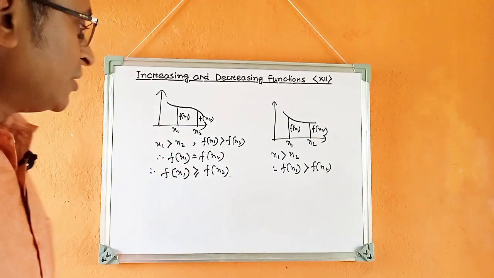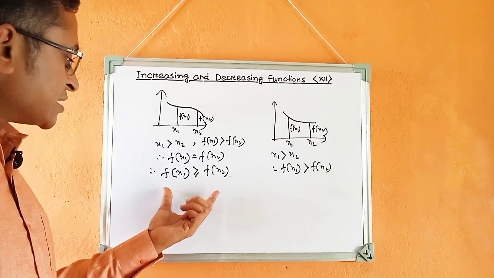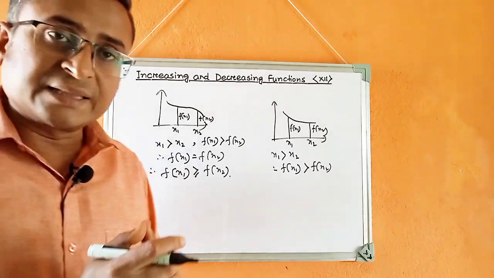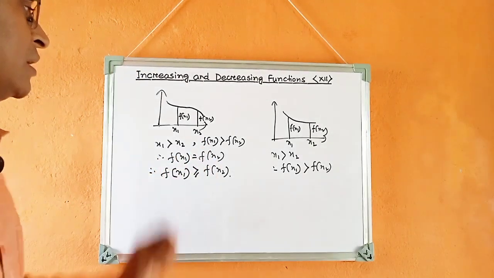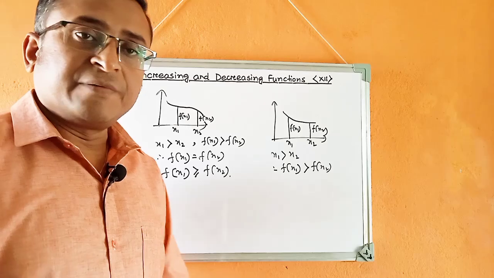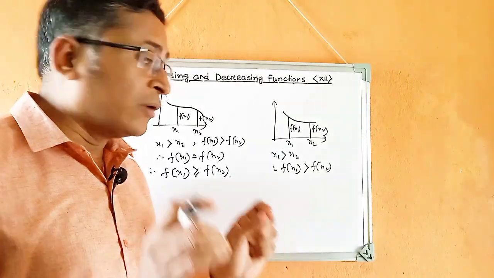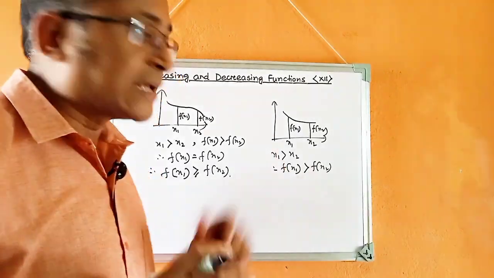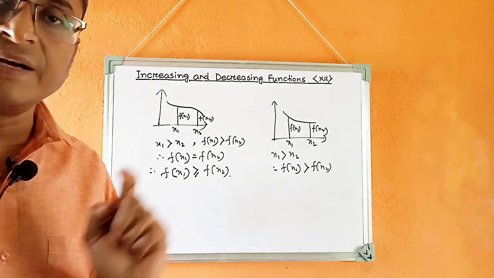So this is a decreasing function if f(x1) is greater than or equal to f(x2). If f(x1) is only greater than f(x2), that is called a strictly decreasing function.